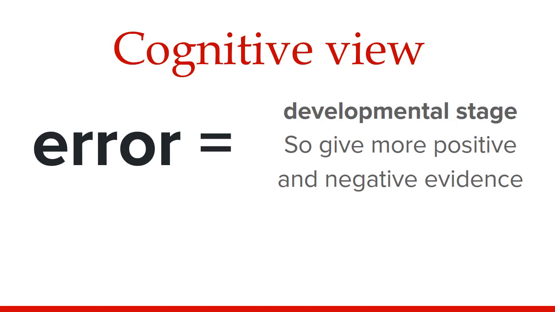A cognitive view suggests that an error is a natural developmental stage. As we learn a language, we're going to make errors, and that's okay. To address it, what we want to do is give more positive and negative evidence. And what that means is we want to show learners how to do the language correctly, but also give them examples of someone using the language incorrectly, and that will help them identify and notice, oh, this is a problem, I shouldn't do that, and then that will help resolve their errors in the future.